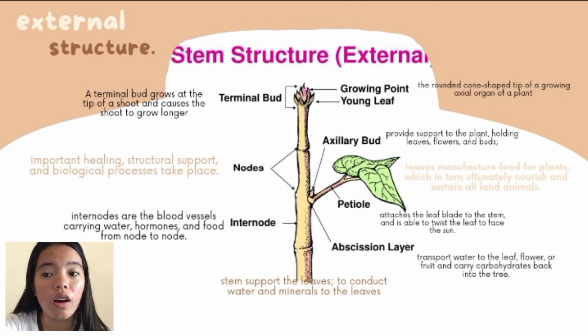The petiole attaches the leaf blade to the stem and is able to twist the leaf to face the sun. Leaves manufacture food for plants, which in turn ultimately nourish and sustain all land animals. The growing point is the rounded, cone-shaped tip of a growing axial organ of a plant.